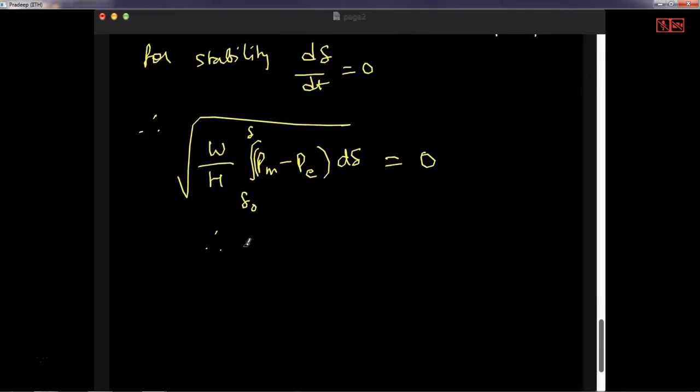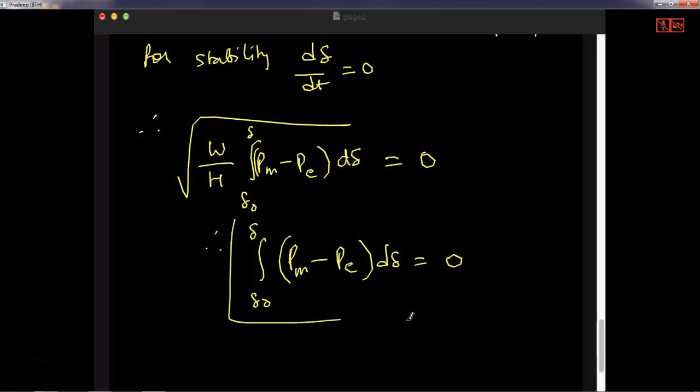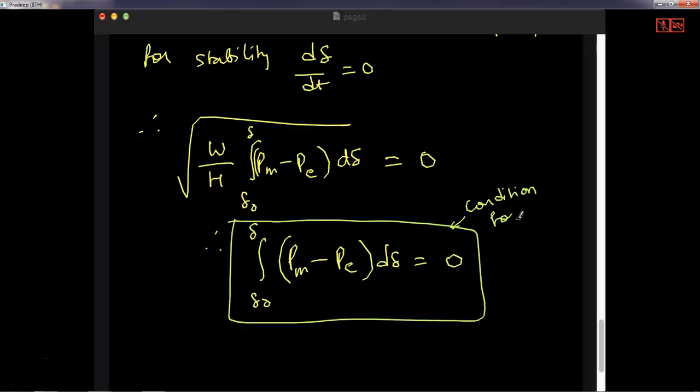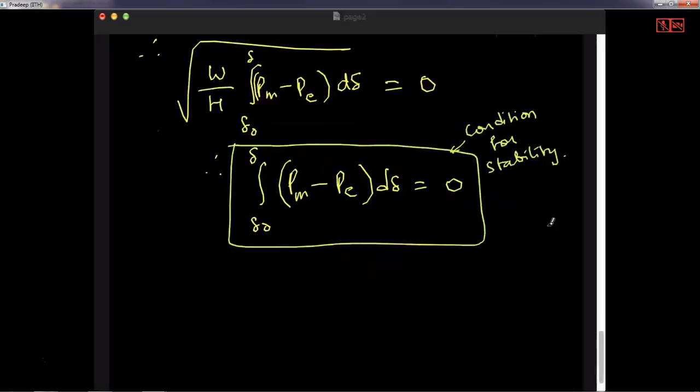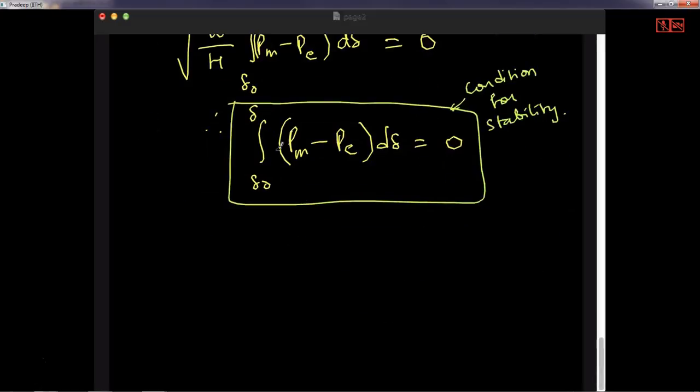Or in other words, the integral of Pm minus Pe d delta should be equal to 0. So this is the condition for stability. Now, what is integration of anything? Integration is nothing but the area under the curve.